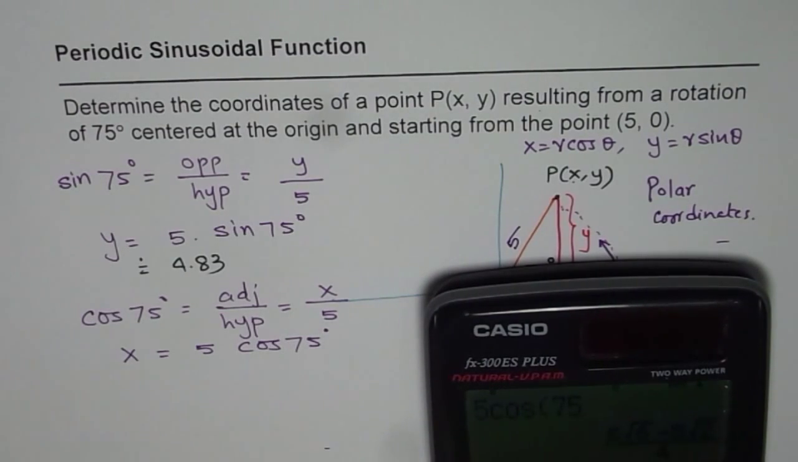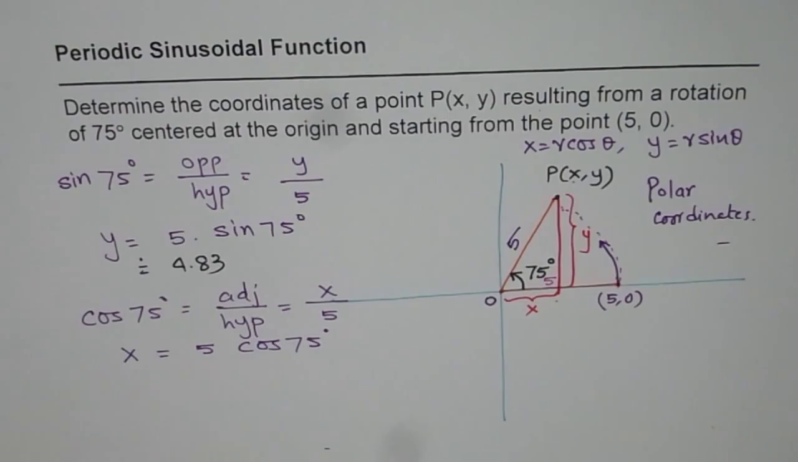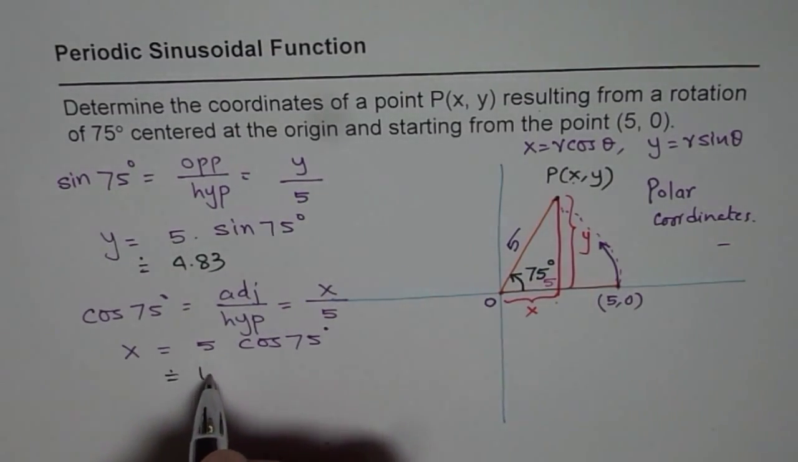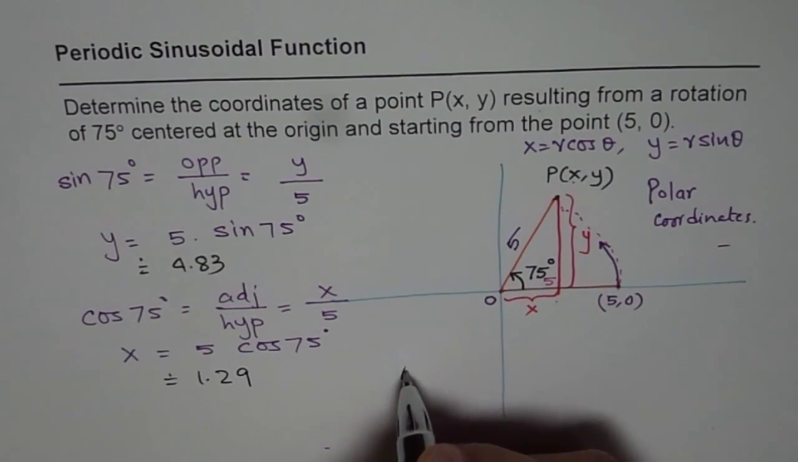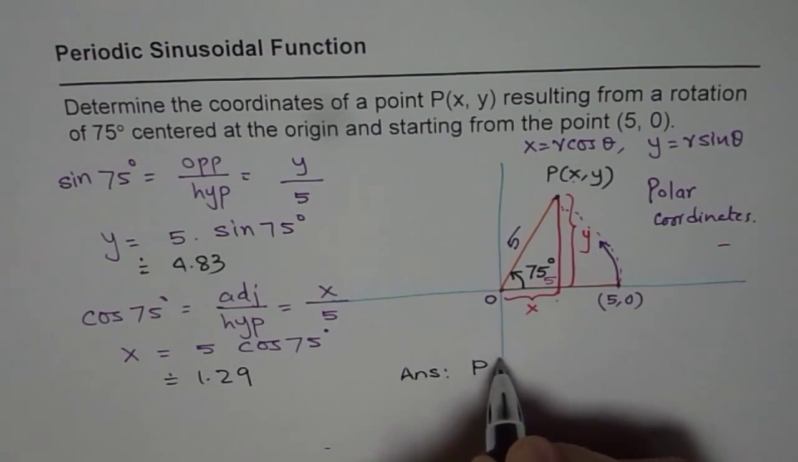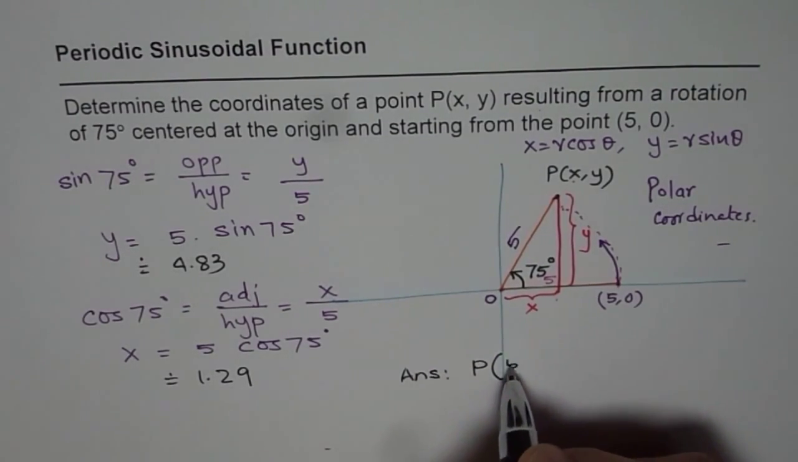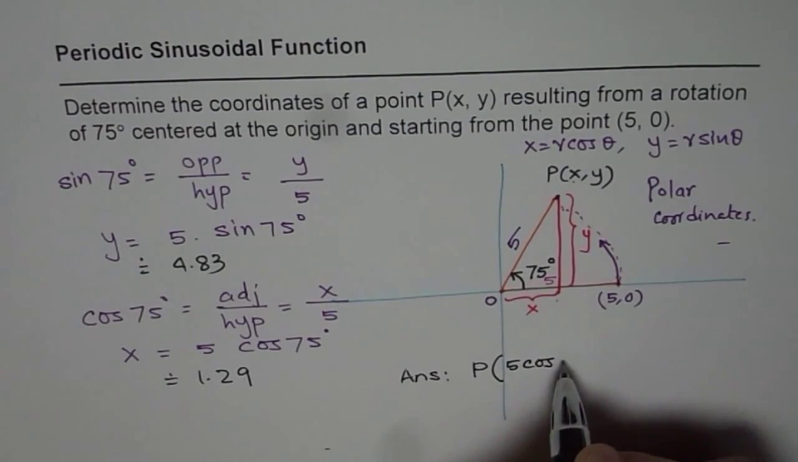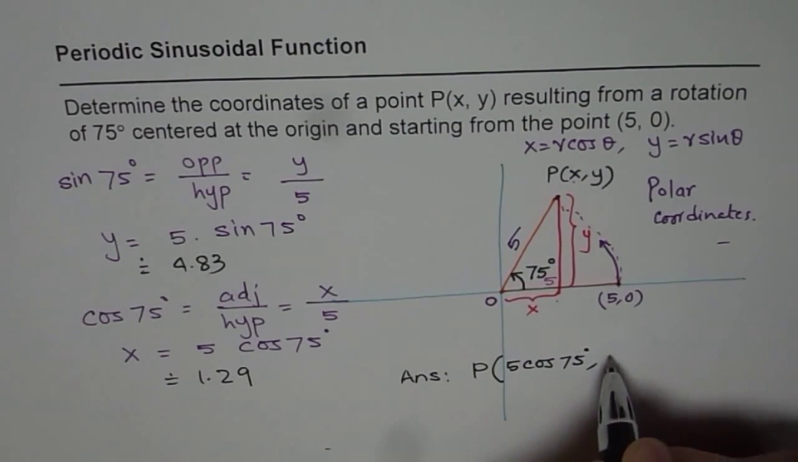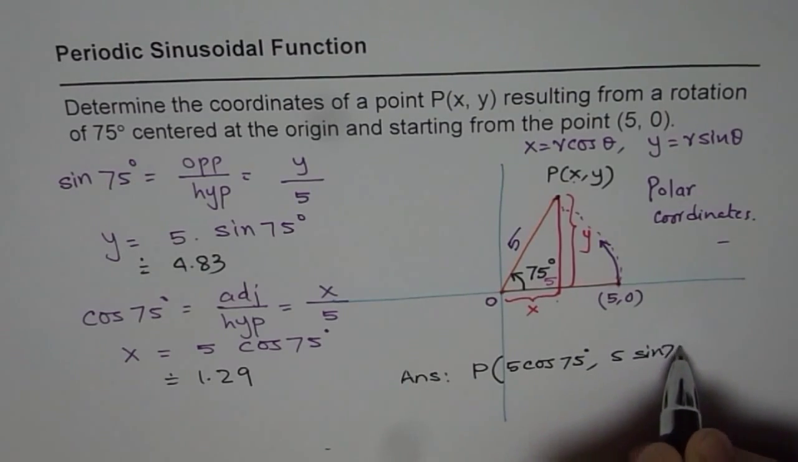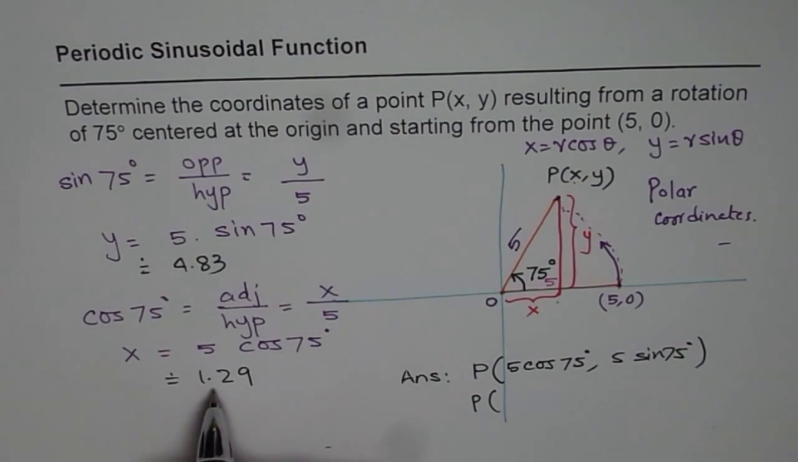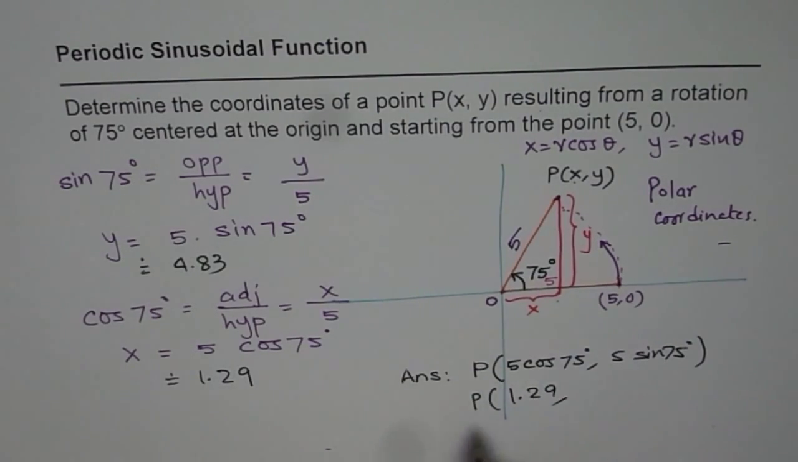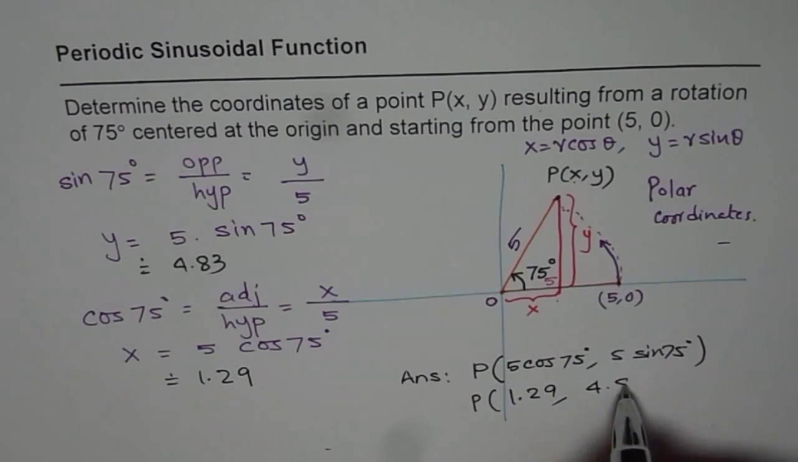Okay. As far as x is concerned, it is going to be 5 times cos of 75 degrees, which is in decimals 1.294. So let me write this as 1.29 approximately, right? So these are the x and y values, and therefore we can say that the answer is point P, the exact value is (5 cos 75 degrees, 5 sine 75 degrees), and what we calculated was for x 1.29 and for y it is 4.83.